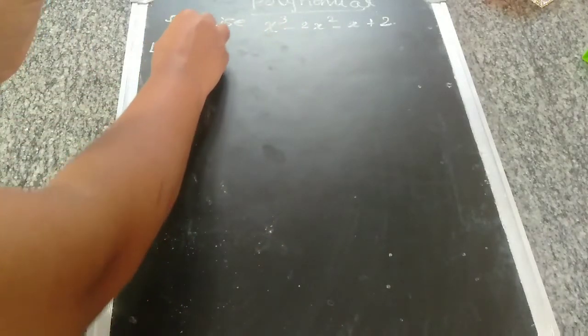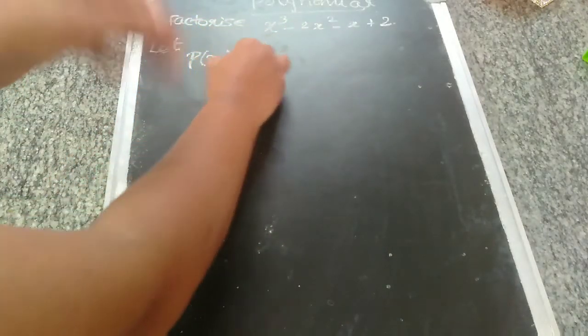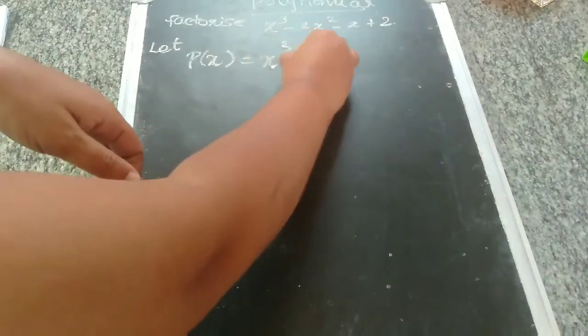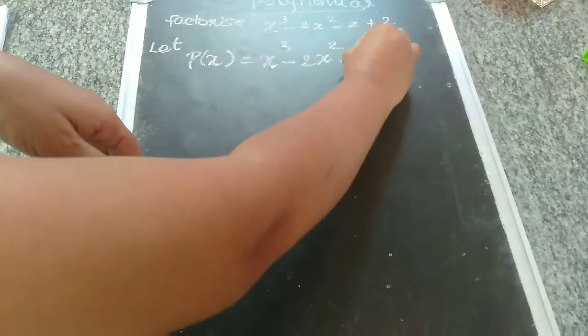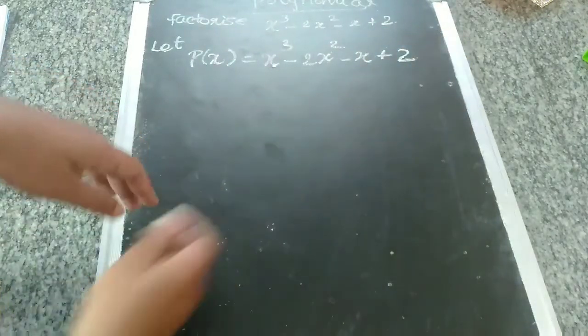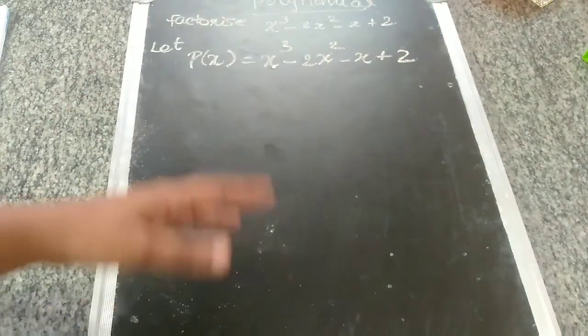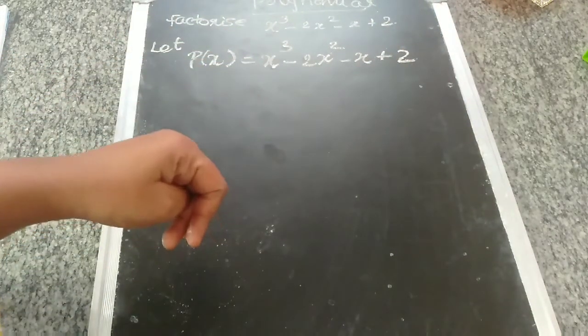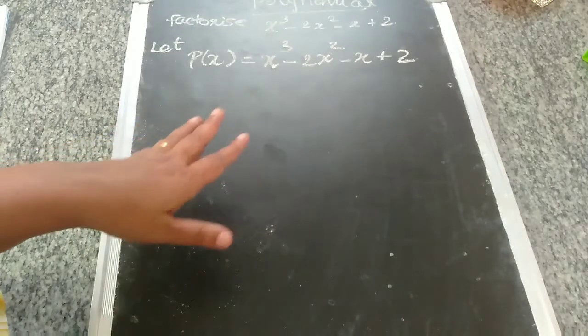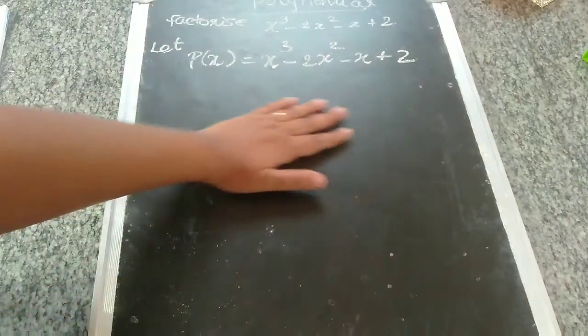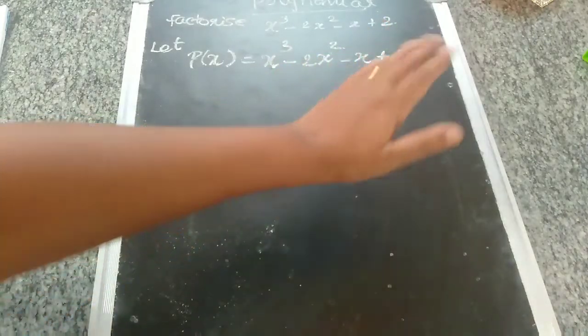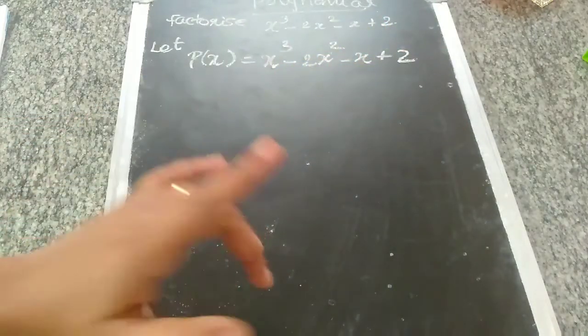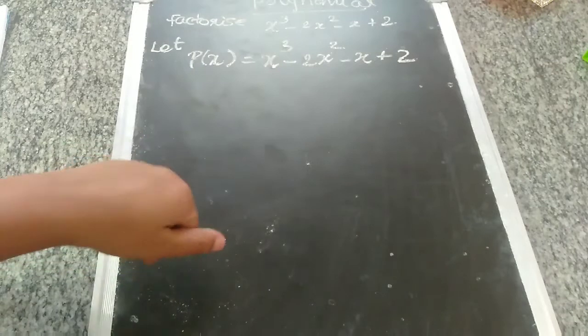First let us consider the given polynomial as p of x. Let p of x equal x cube minus 2x squared minus x plus 2. Now I want to find out the factors, all 3 factors. First, think: if the sum of the coefficients is equal to 0, then x minus 1 is a factor of the given polynomial.